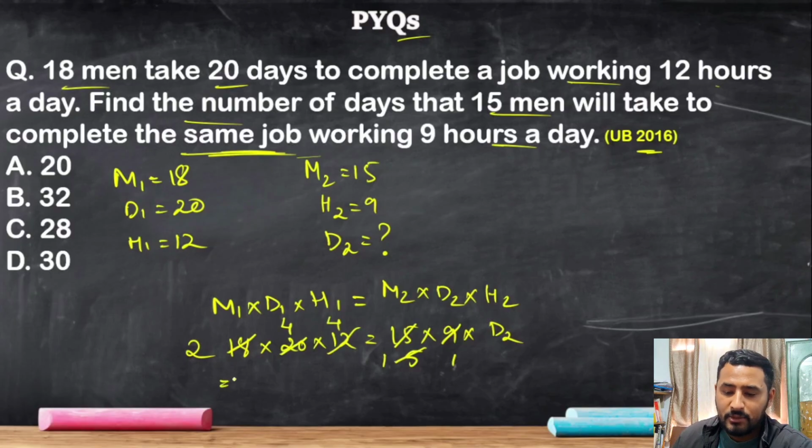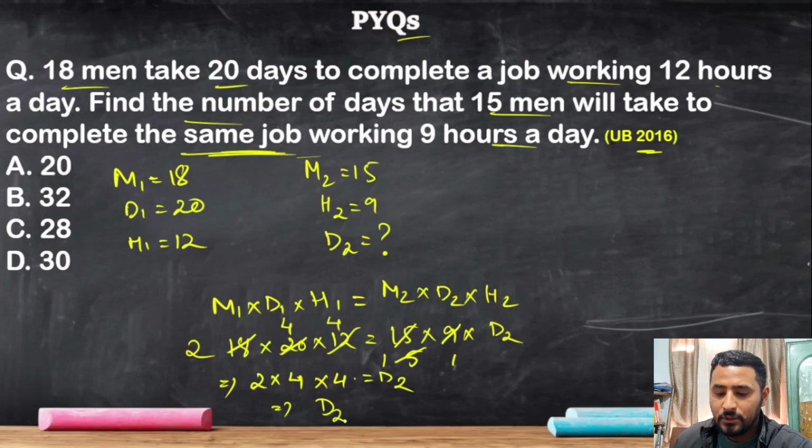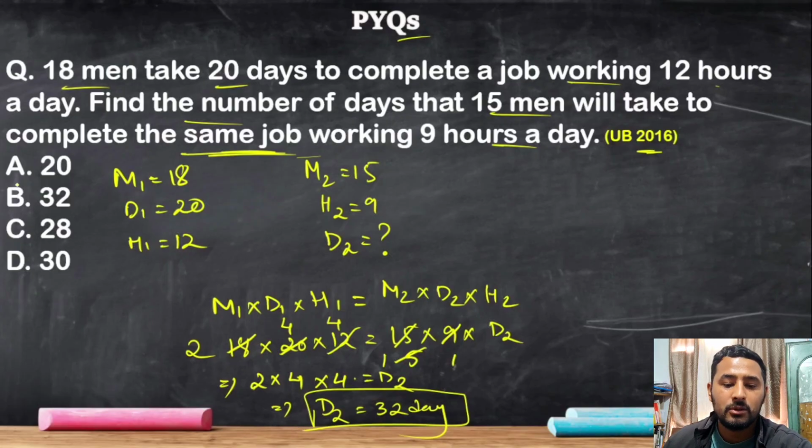The remaining is how much? 2 into 4 into 4 will be D2. Multiply: 2 4s are 8, 8 into 4 is 32. So our D2 will be how much? 32 days. Okay, I hope this is clear. Very easy, right? I've already taught you. So our option number B will be the correct answer.